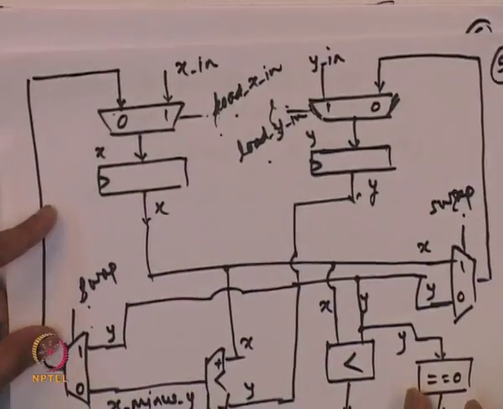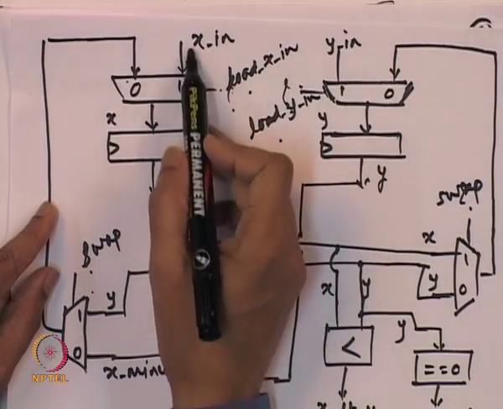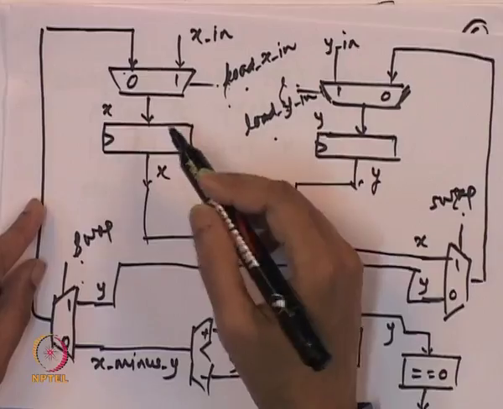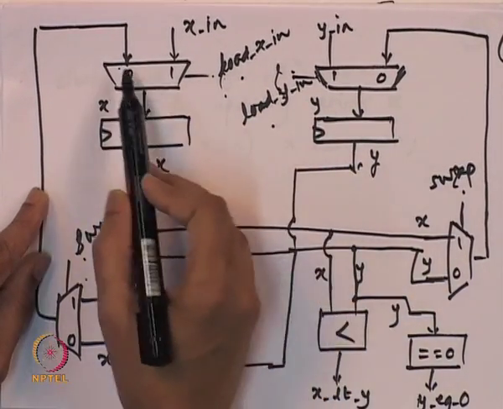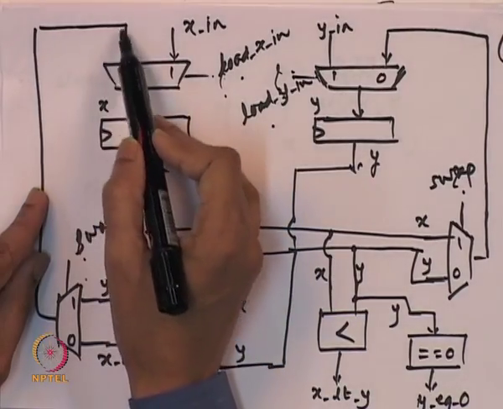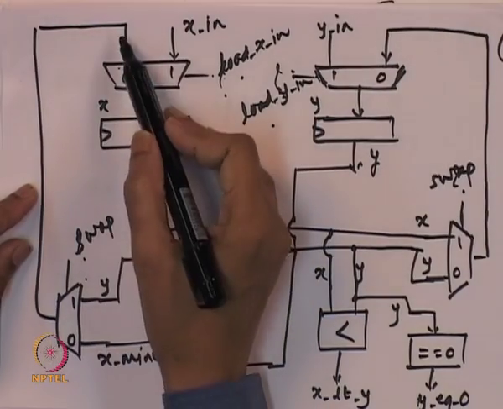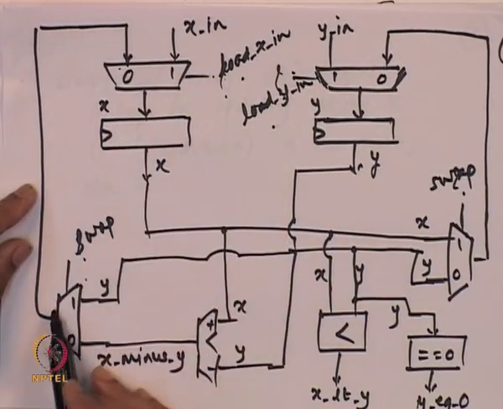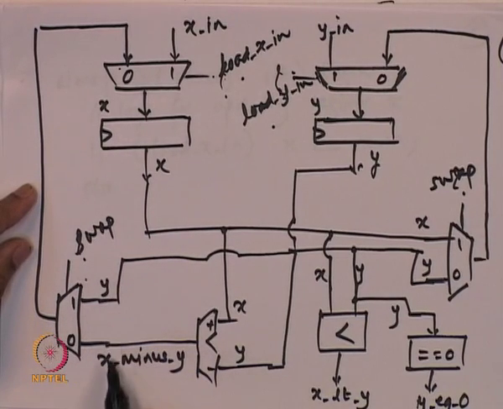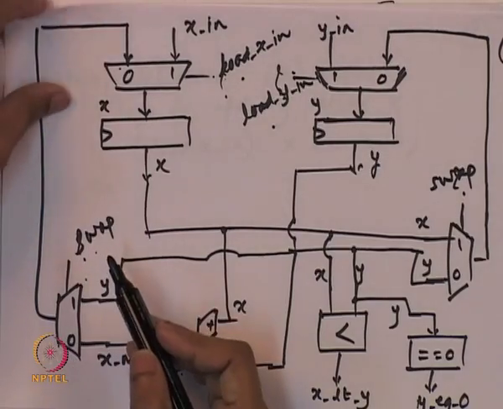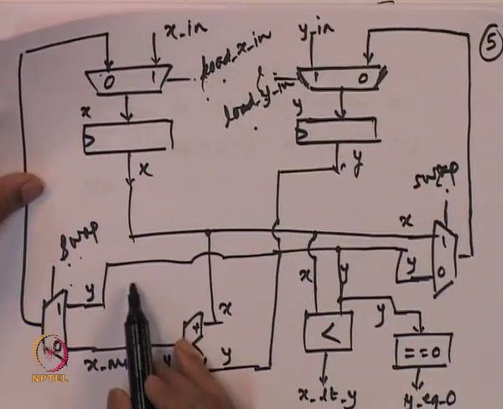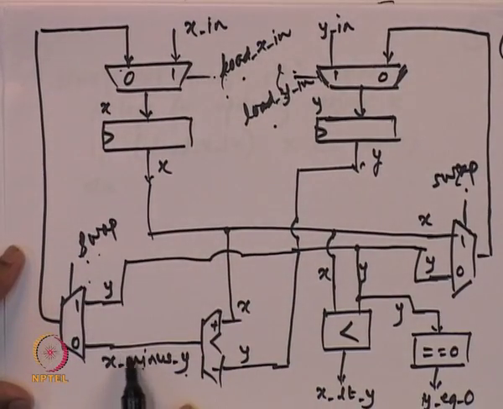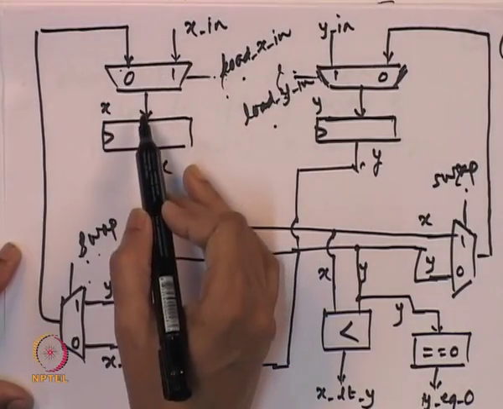Else, again, let us look at this. If load x in is not asserted, then it is definitely not the situation at the beginning before the computation begins. That means we are likely to be in the computational loop. There, the register x is going to be loaded through this input port of this multiplexer, and what will be loaded into x will be the result of this particular multiplexer, which either would be y or x minus y, which would depend on swap. So, if swap is equal to 1, then x will be loaded in that situation with y. And if swap is equal to 0, then x minus y, the result of this ALU, will be routed to the input of x.